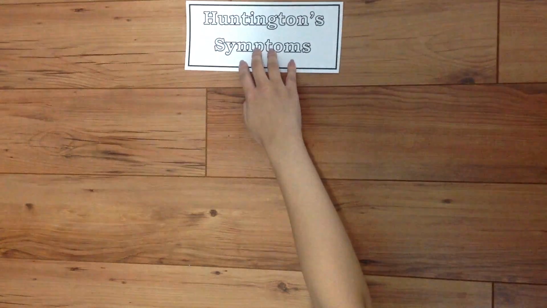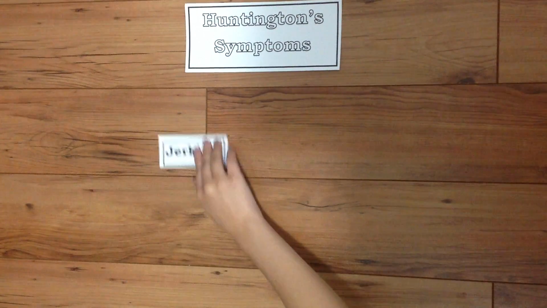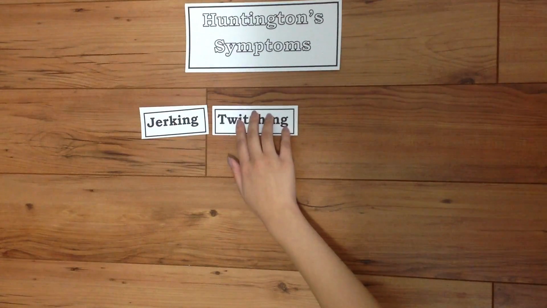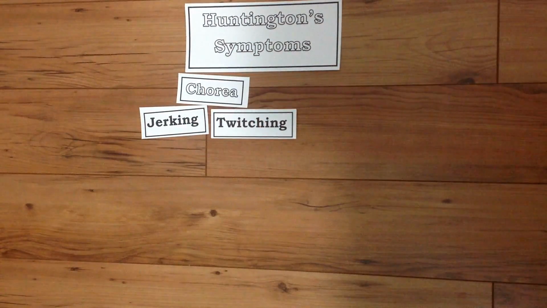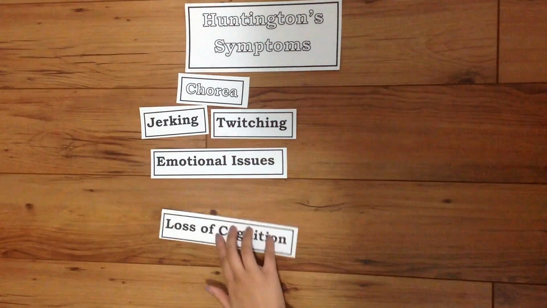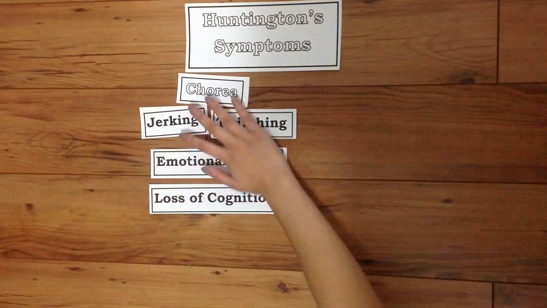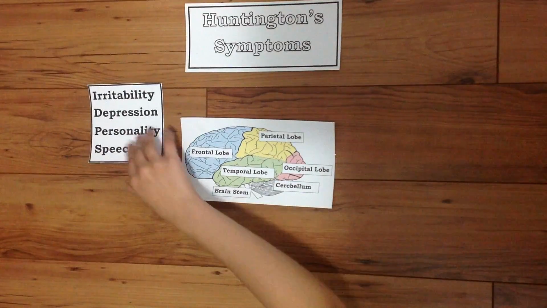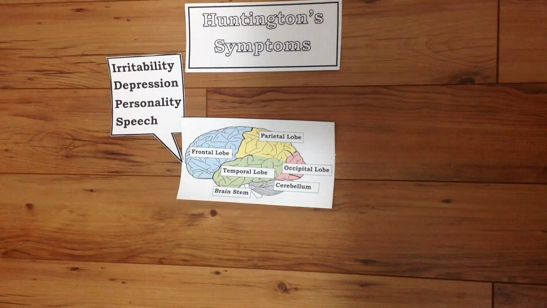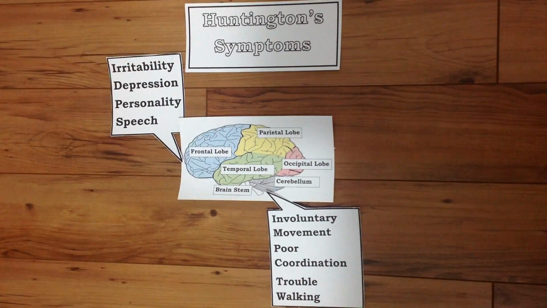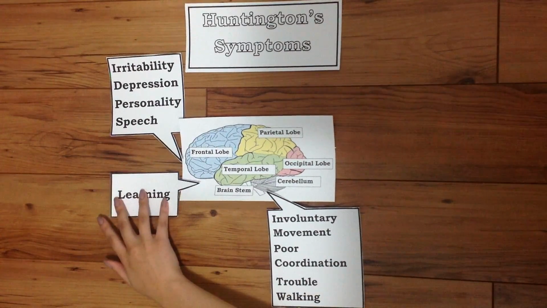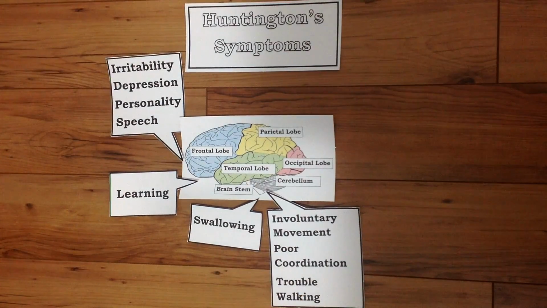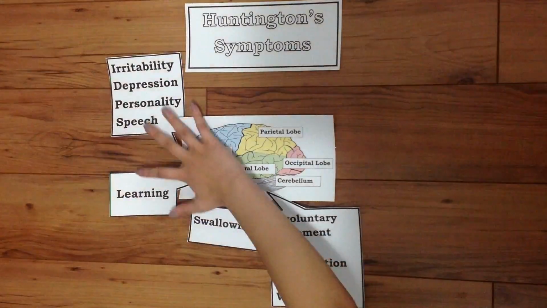Huntington's symptoms. The most common symptoms of Huntington's are uncontrolled movements, like jerking or twitching, also known as chorea, emotional issues, and a loss of cognition. The most common form of the disease, adult-onset Huntington's, usually appears in the early 30s or 40s. Early symptoms include irritability, depression, small involuntary movements, poor coordination, and trouble learning new things. However, as the disease progresses, individuals have trouble walking, speaking, and swallowing, as well as having a change in personality. Those with this disease usually live about 15 to 20 years after symptoms begin.